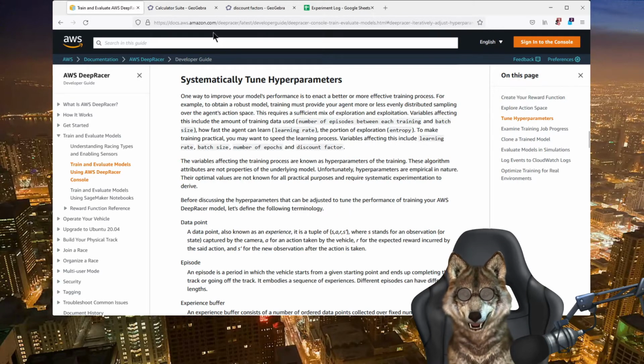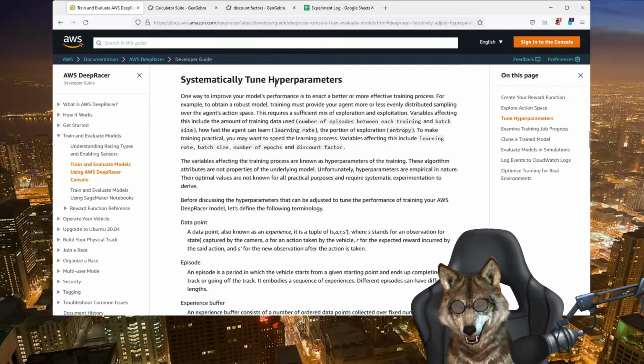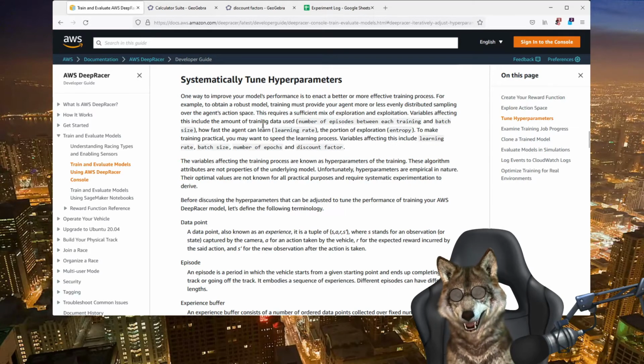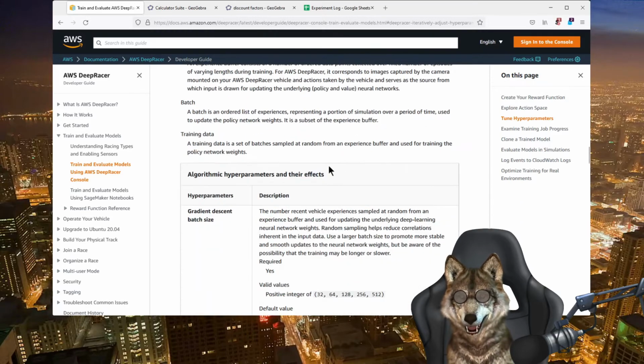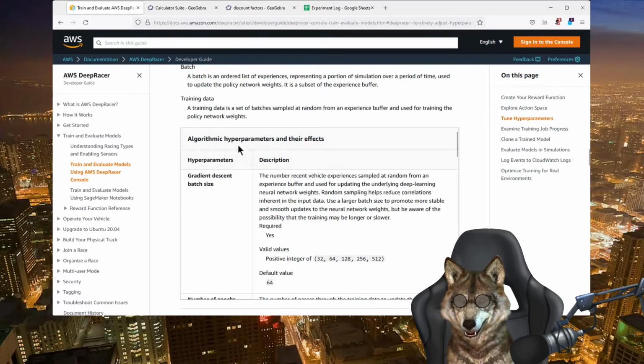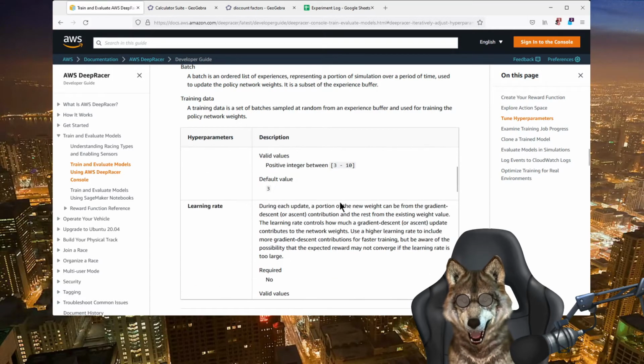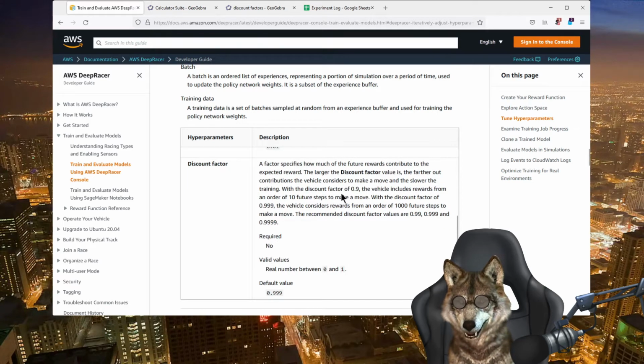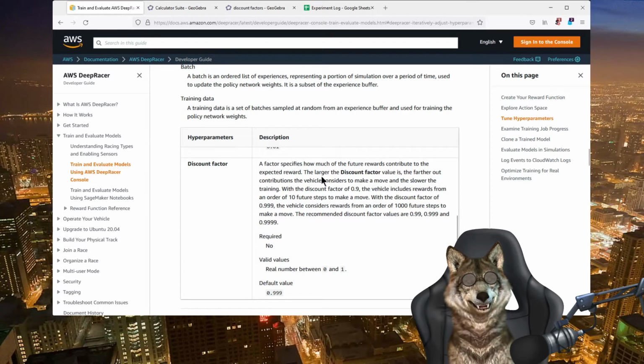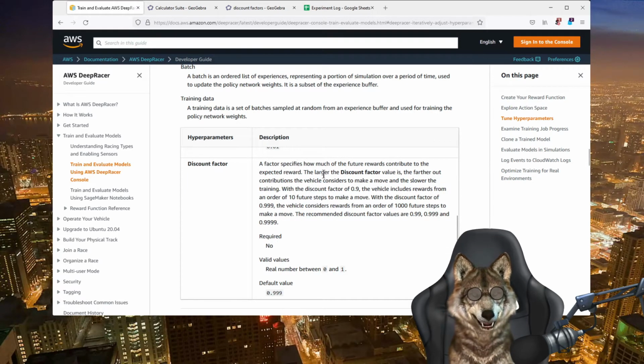I'm looking here at the AWS documentation. It explains how to systematically tune the hyperparameters. If I scroll down here, you'll see it talks about the hyperparameters and their effects. Let's focus on discount factor. So this says a factor specifies how much of the future rewards contribute to the expected reward.